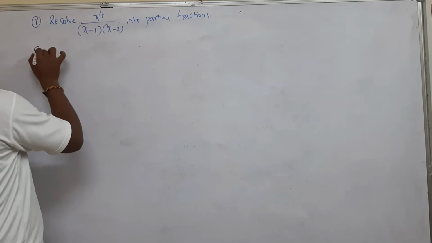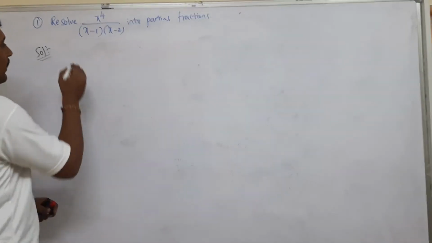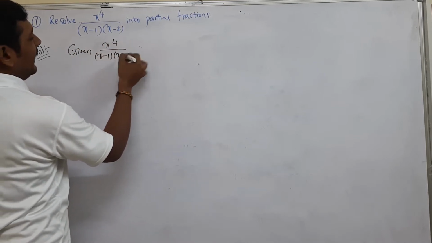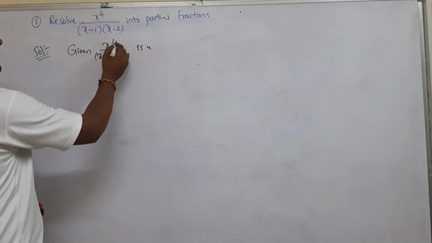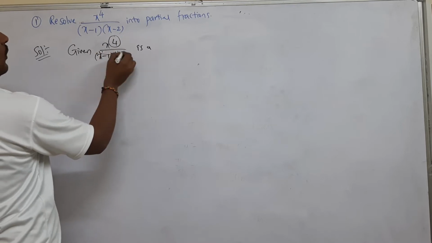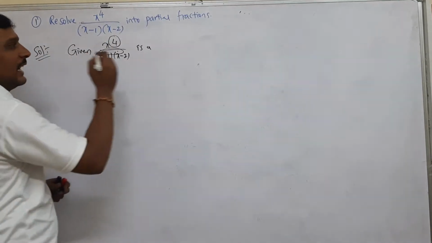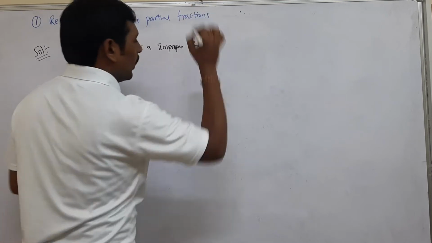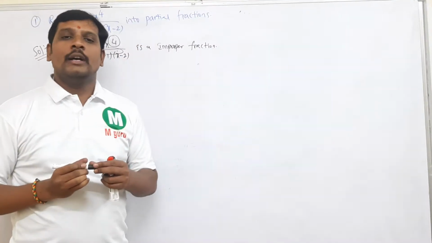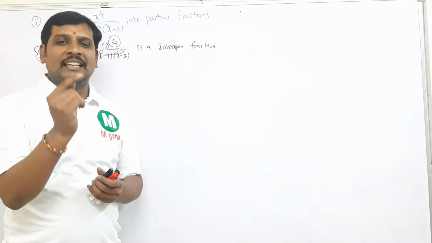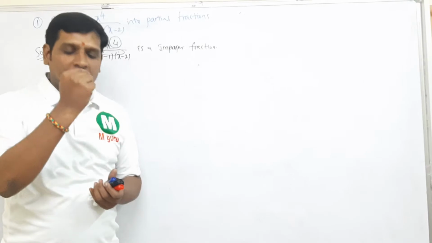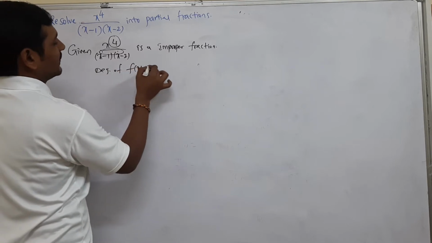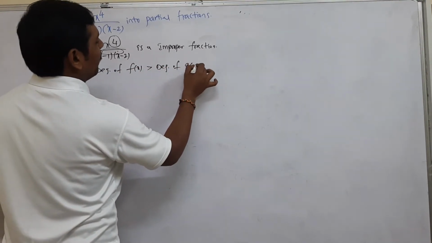First, let us verify whether the given question is proper or improper. Given x power 4 by x minus 1 into x minus 2, what is the degree of numerator? 4. Degree of denominator? 1 plus 1, 2. So numerator degree is more than the denominator, so it is an improper fraction. When the question is improper, we need to discuss two cases, whether degrees are equal or the numerator degree is more than the denominator. Here clearly you can see that degree of f of x is greater than degree of g of x.